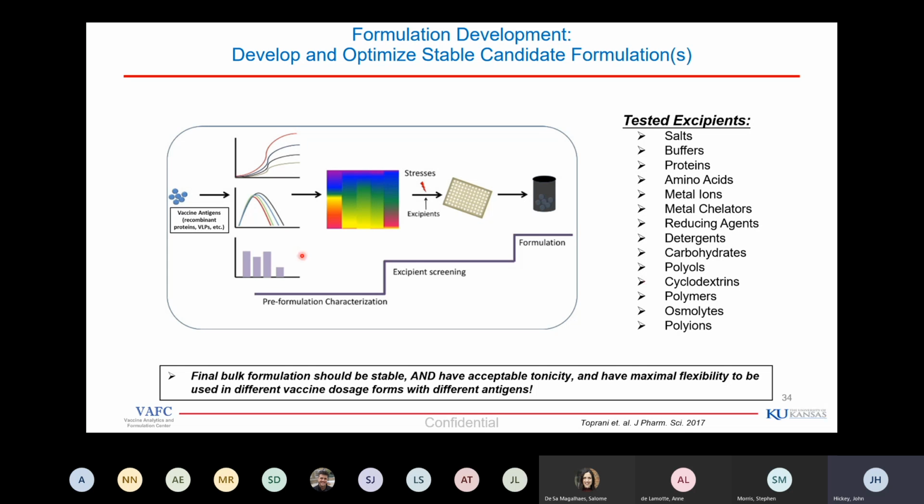So on this slide, I'm just showing our typical pre-formulation characterization and formulation studies, our typical workflow. And on the right, I have a list of the various excipients we screen. So first we perform the pre-formulation characterization, identify what it's susceptible to, and then add in these various excipients to see how the molecule is either stabilized or destabilized in the presence of these various formulations.